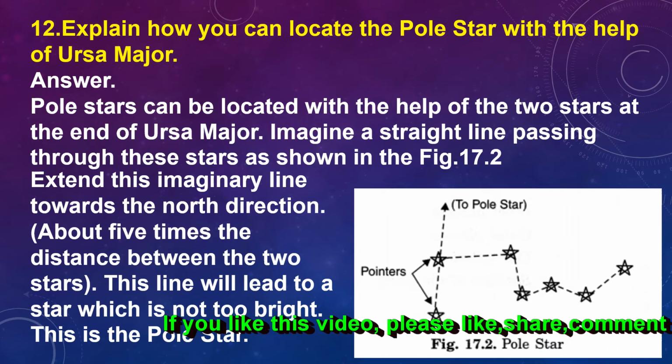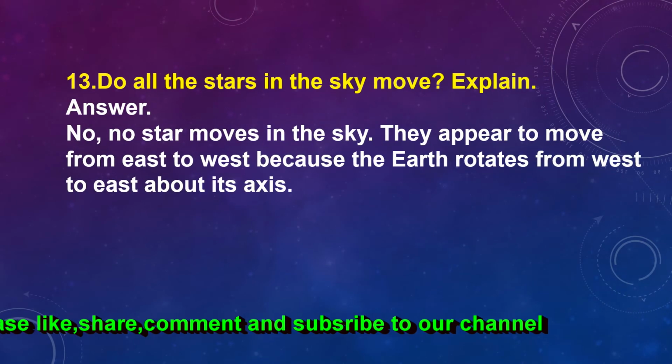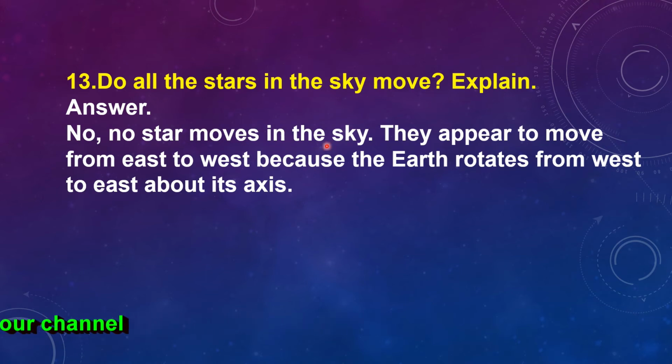Okay, next question. Do all the stars in the sky move? Explain. No, no star moves in the sky. The stars are not moving; they only appear to change their positions. They appear to move from east to west because the earth rotates from west to east about its axis. Due to the rotation of the earth they appear to move, but actually they are not moving in the sky.